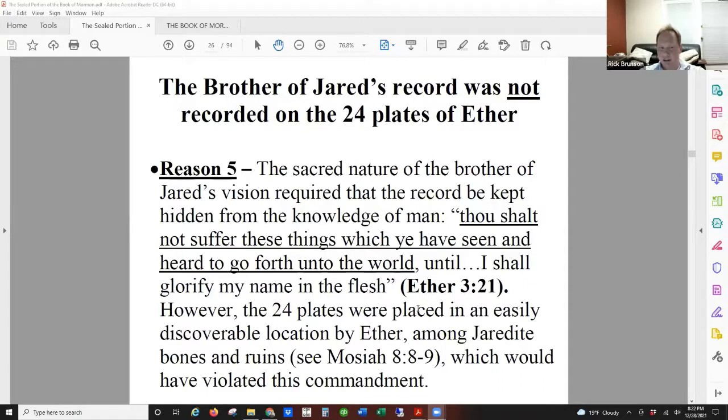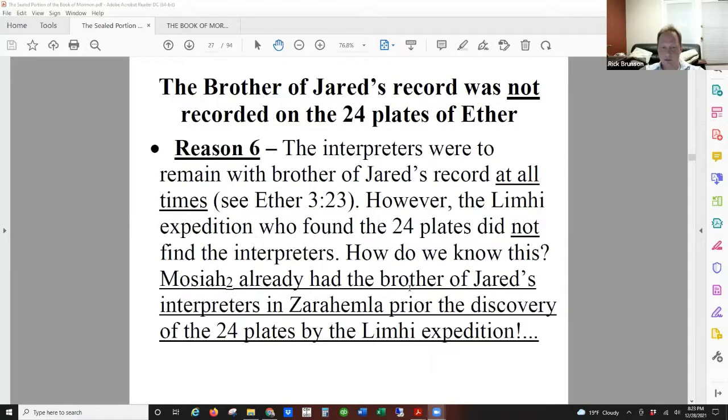Reason number 5, the sacred nature of the brother of Jared's vision required that the record be kept hidden from the knowledge of man. The Lord said, "Thou shalt not suffer these things which ye have seen and heard to go forth unto the world until I glorify my name in the flesh." However, the 24 plates were placed in an easily discoverable location by Ether, and he put them among Jaredite bones and ruins. You remember that? That would have violated that commandment to not let these records go forth unto the world. He placed them in a very easily discoverable location, and they were found later, the 24 plates.